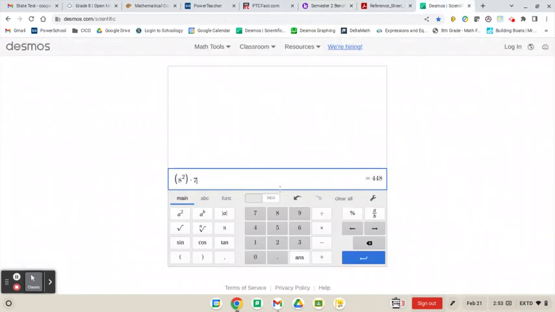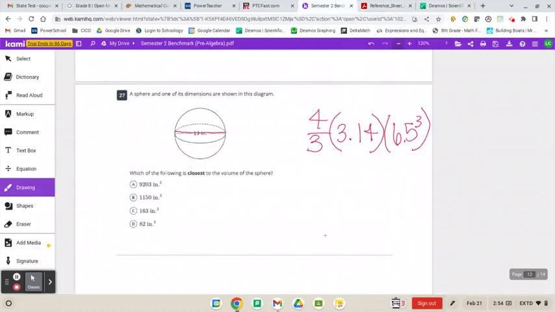And again, we put that in here. And you get 1,149. We find the one that would be the closest, which would be 1,150.